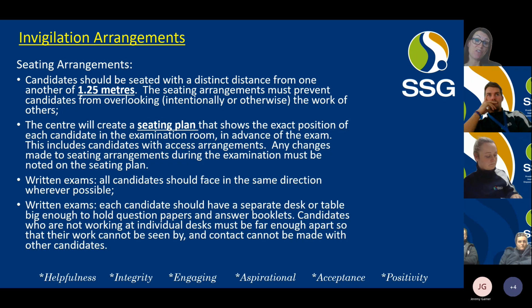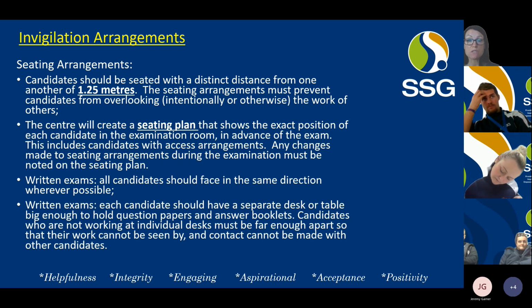Wherever possible, candidates should face in the same direction. Obviously, if they're looking at each other, they could be miming to each other, or they could be giving each other cues. So as much as possible, we shouldn't have them facing each other. And we need to make sure the area that they're given, the table that they're given, is big enough to hold all of the items that they need. So if they're doing an on-screen test for functional skills, you just need to make sure there's space for the computer, but also for them to do any rough workings out next to them.